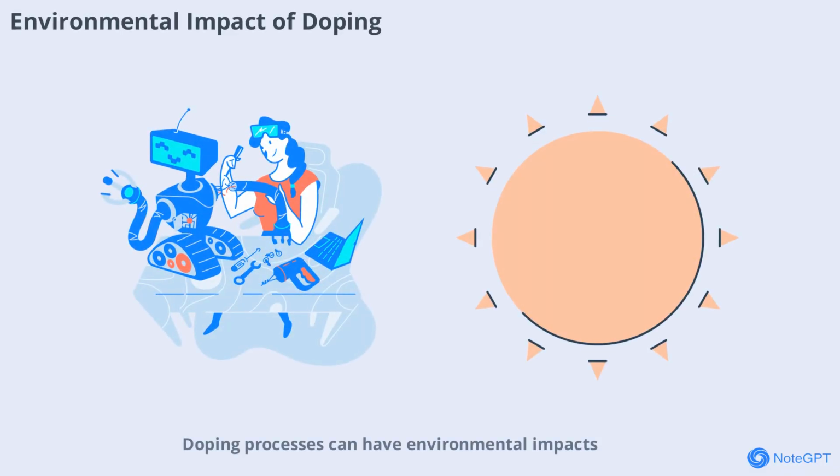Doping processes can have environmental impacts, such as the use of hazardous chemicals and the generation of waste. The semiconductor industry is working to minimize these effects by developing cleaner processes and recycling materials. Sustainable manufacturing practices are becoming increasingly important as demand for electronic devices continues to grow worldwide.